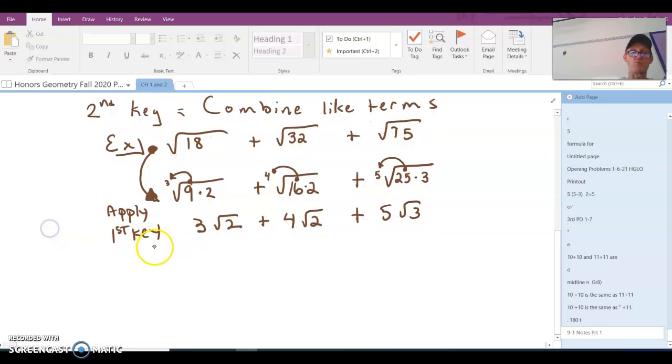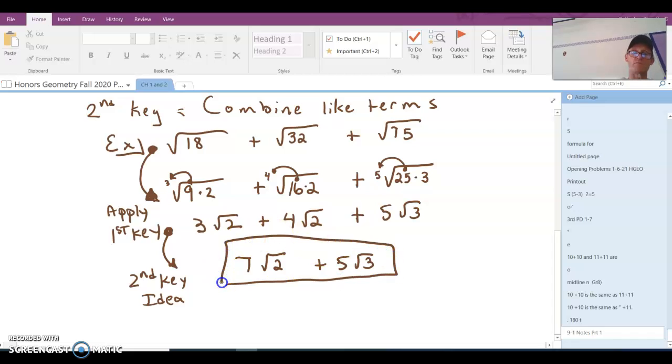Now we're going to apply the second key idea, which is combine like terms. So the answer is 7 times the square root of 2 plus 5 times the square root of 3. That's the second key idea to simplify radicals.